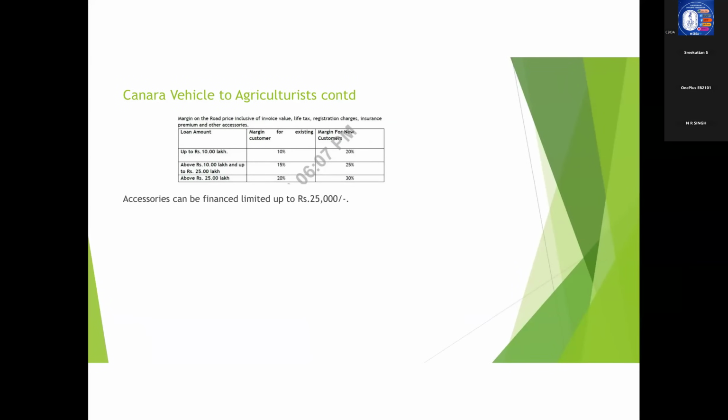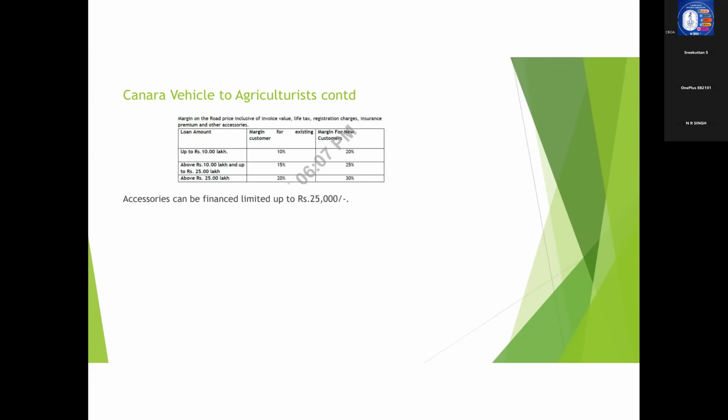We are coming to the margin thing. That is up to 10 lakhs. The margin is 10% in the case of an existing customer. That is 10, 15, 20. It is the same as that we saw in the other case. But in the case of new customers, there is a margin change. So up to 10 lakhs, the margin is 10%. Above 10 lakh and up to 25 lakh, it is 15%.